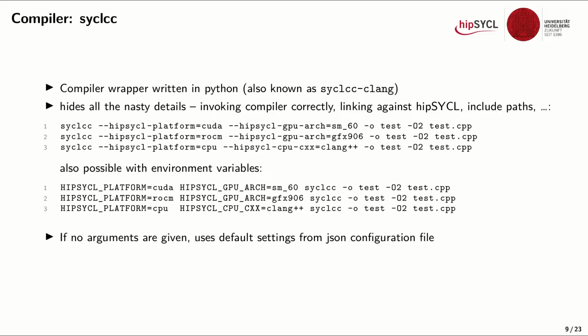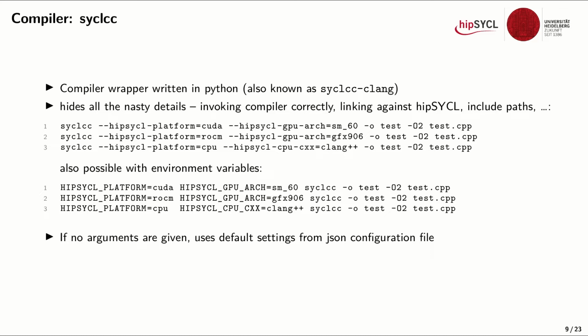Using the hipSYCL compiler component is relatively easy. There's a compiler wrapper called SYCLcc that's written in Python. It's also known as SYCLcc-clang. Both SYCLcc and SYCLcc-clang are the same, so you can use whatever you like. And this just hides all the nasty details, like how to invoke the compiler correctly, how to load the hipSYCL plugin if necessary, how to link against all required libraries, how to set include paths correctly, and so on and so forth.